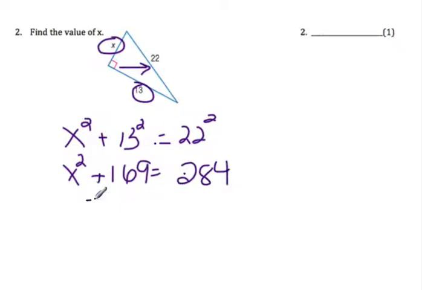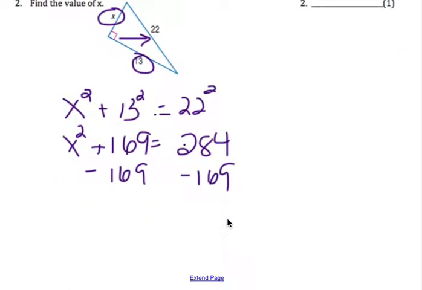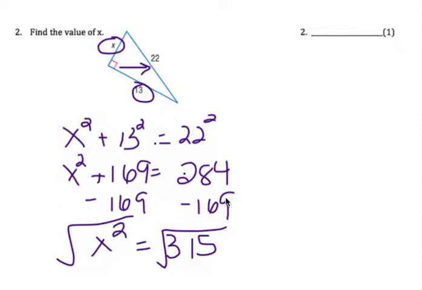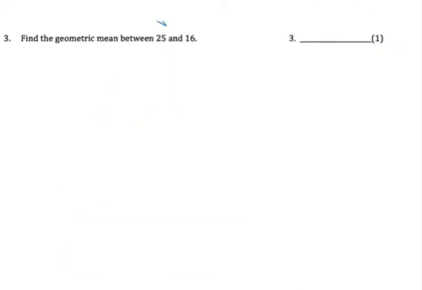Now I need to go about solving this for x. I'm going to subtract 169 from both sides, and then I get that x squared is equal to 315. Again, to solve for x, I need to take the square root of both sides. And when I do that, I get 17.75. Please make sure you watch your rounding as you're doing this. So let's take a look at number 3.